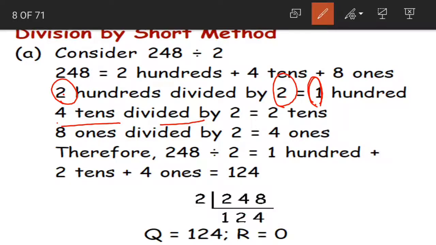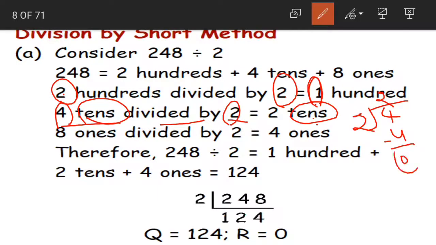4 tens divided by 2. Again the tens, let us write in answer as it is. Now 4 divided by 2. We know that 2 twos are 4. 2 twos are 4. So what is our answer? 2. So 4 tens divided by 2 is equal to 2 tens.